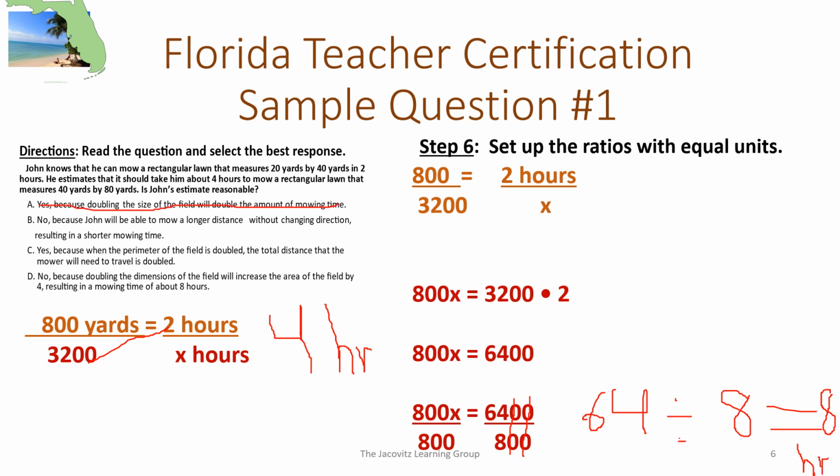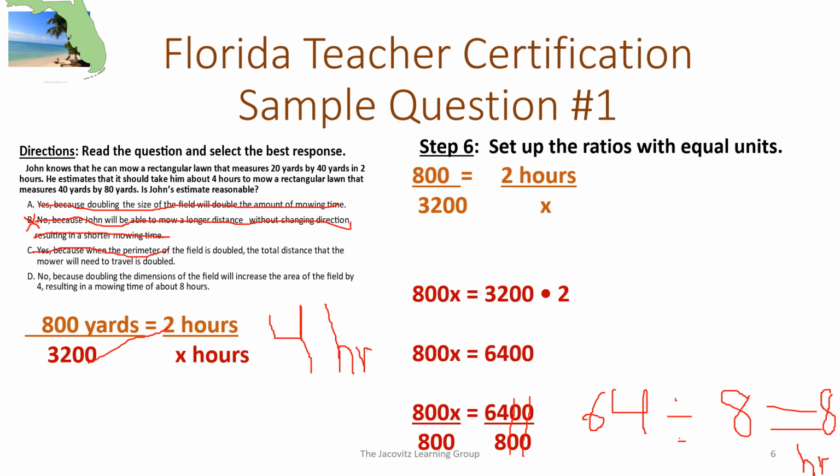No, because John will be able to mow a longer distance without changing direction, resulting in shorter mowing time. Excuse me? How can you take more distance and do a shorter mowing time? Okay, no, that's out of scope. Cross that. C, yes, because the perimeter of the field is doubled. The distance that the mower will need to travel is doubled. Is it doubled? It's 4 times.